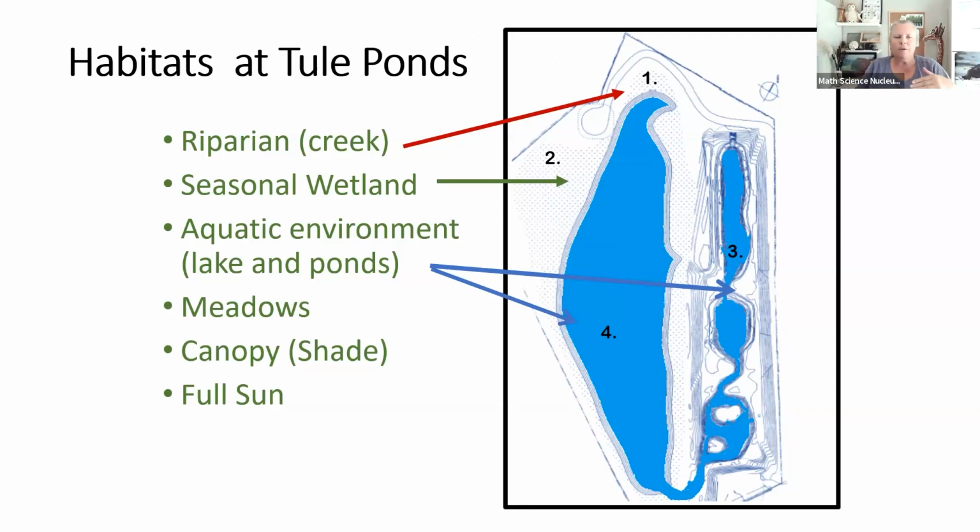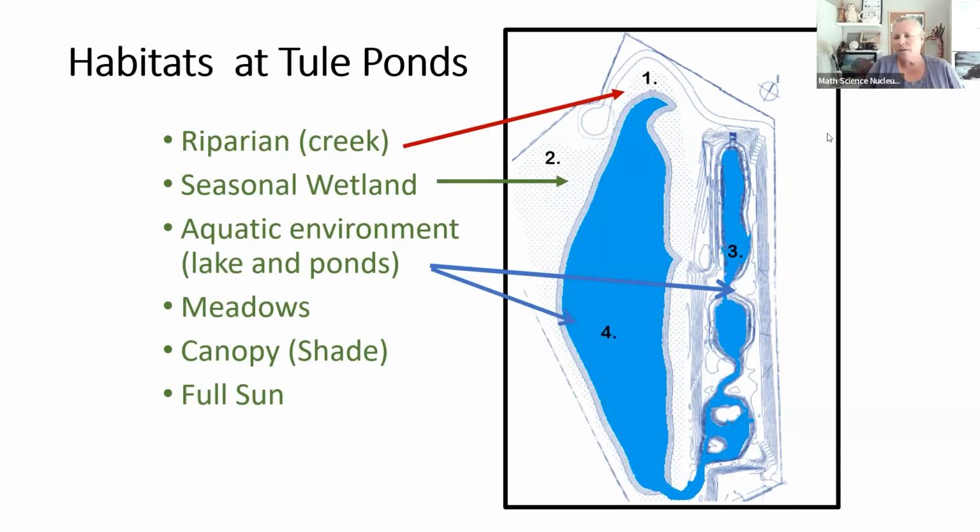Then we have the big part of Tyson's Lagoon and these ponds, number 4 and number 3. So those are going to be larger bodies of water. Tyson's is always going to have water. These smaller ponds may or may not, depending on how the summer goes. And then we've got areas like number 2. This is a big open meadow. This is actually a seasonal wetland.